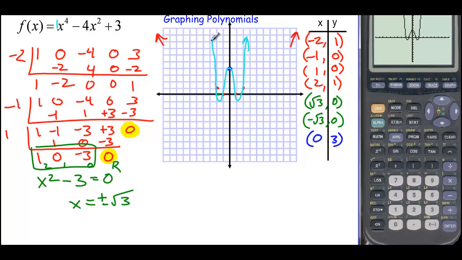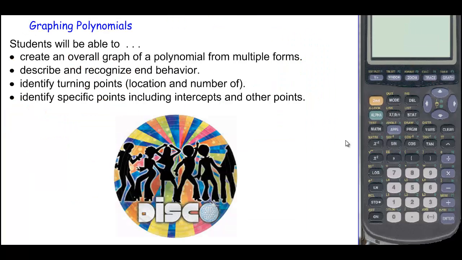Okay. Now again, if we wanted to find those localized minimums, we could use our calculator once again to identify those. I just kind of estimated them for right now. But notice that we used synthetic division, found specific points, and we looked at end behaviors and the number of turning points. These are all things that help us create polynomial graphs. So to wrap up this lesson, notice, looking back at the objectives, we can use multiple bits of information we learned about polynomials and get it all together in one graph.